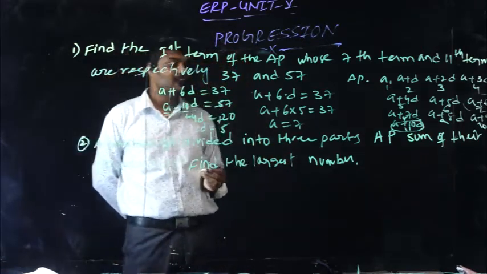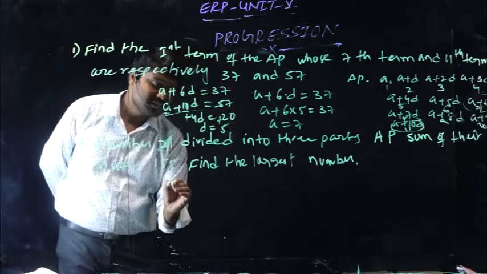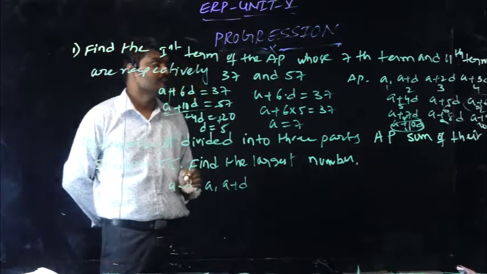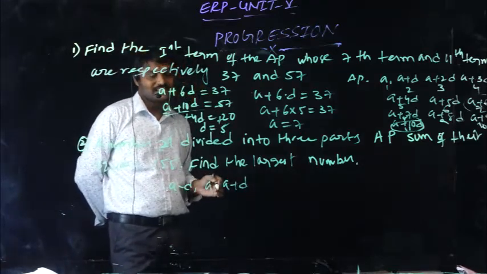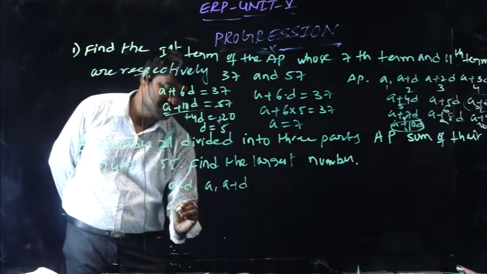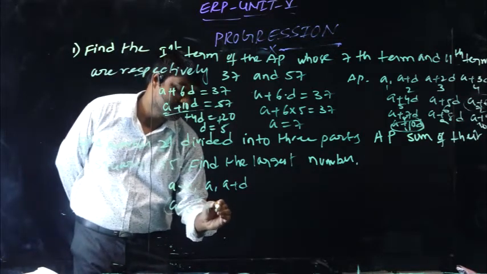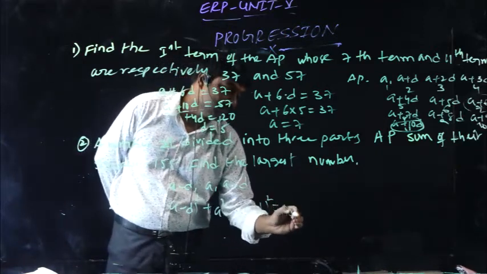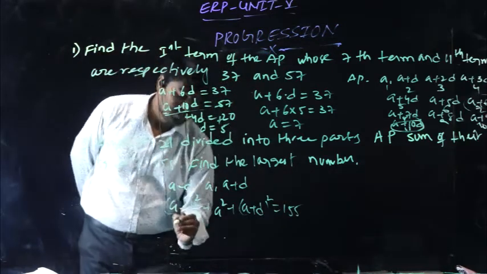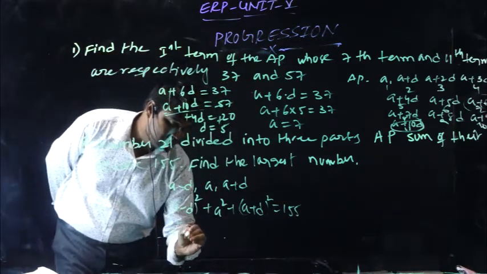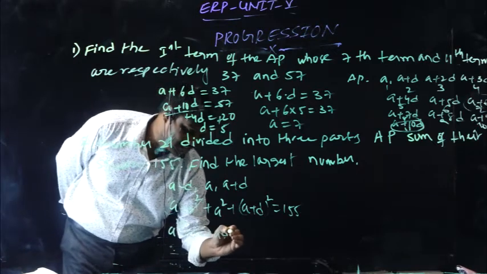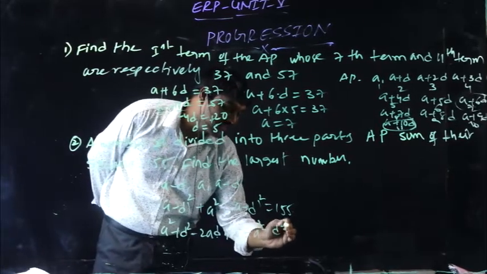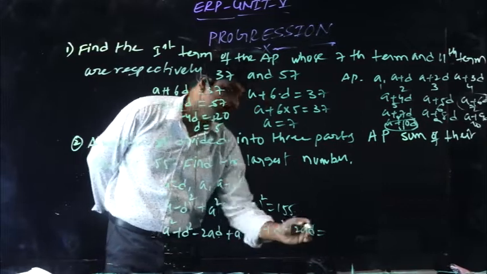A number 21 is divided into 3 parts. Suppose you take a minus d, a, a plus d. The sum of their squares is 155. Sum of their squares means a minus d whole square plus a square plus a plus d whole square equal to 155. So a minus d whole square means a square plus d square minus 2ad, plus a square, plus a square plus d square plus 2ad equal to 155.